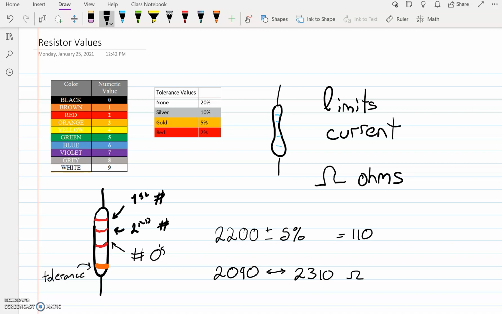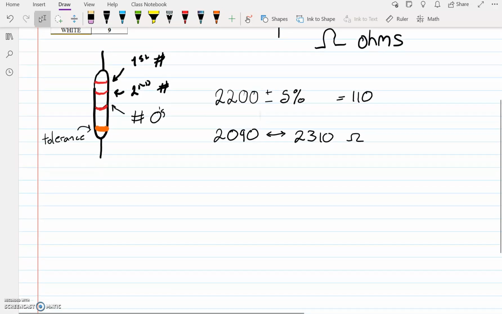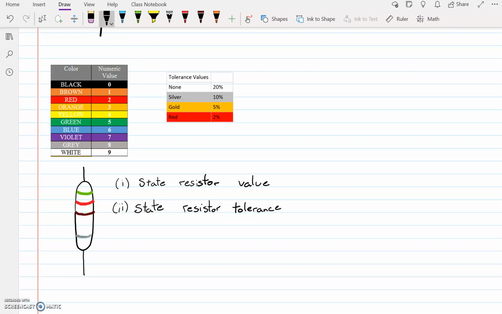So what I'm going to do is I'll pause the video, I'm going to draw out another one, show you for practice, and then I'll give you a few to do. Okay then, so what we have here then is another resistor. The first part of the question asks you to state the resistor value, and the second part state the resistor tolerance. Alright, so these are the questions you get asked on it.